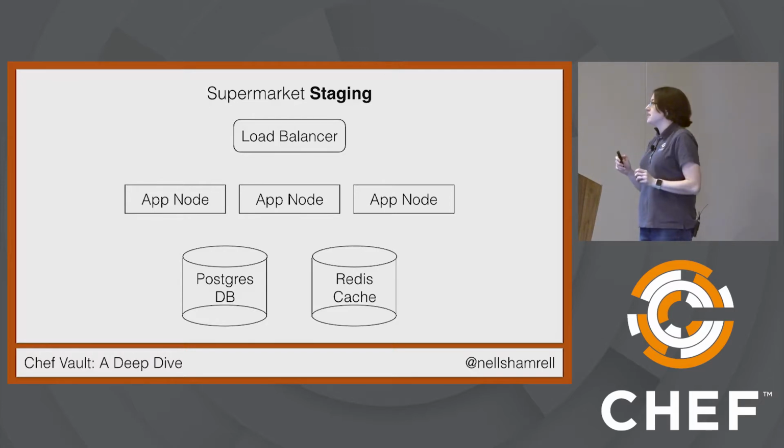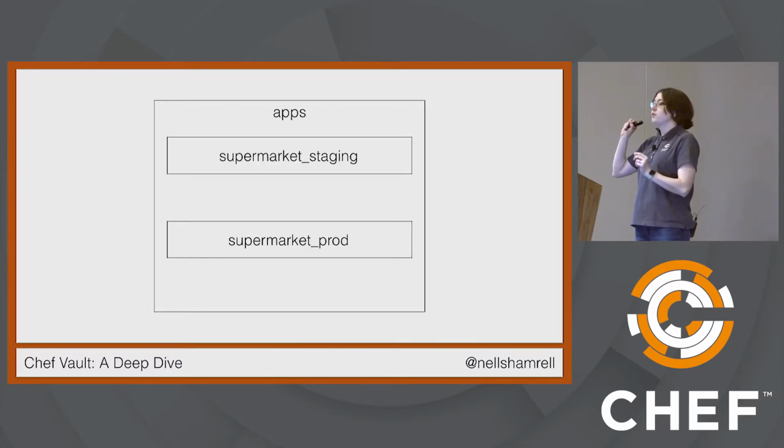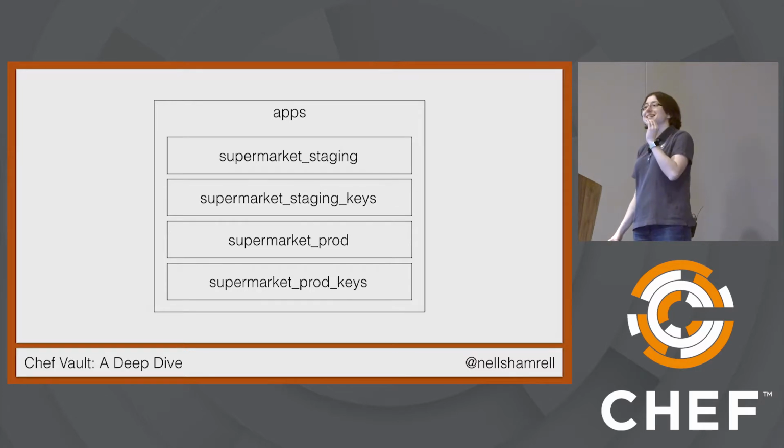So how we do this is we use a vault that we call apps. Then within that vault, we have two items, one for supermarket staging and one for supermarket prod. Now, along with these items, when we created them, Chef Vault created supermarket staging keys and supermarket prod keys for us. So this means that staging nodes will not be able to access the supermarket prod secrets, and prod nodes will not be able to access the staging secrets. That's one way we can keep them as separate as possible.